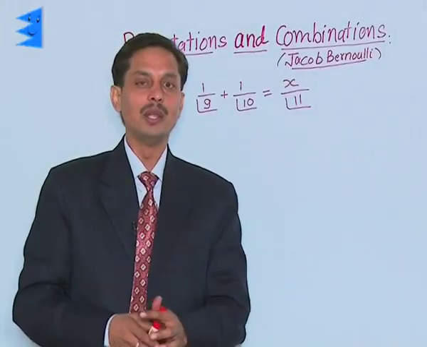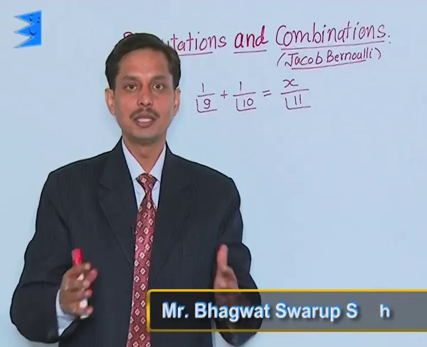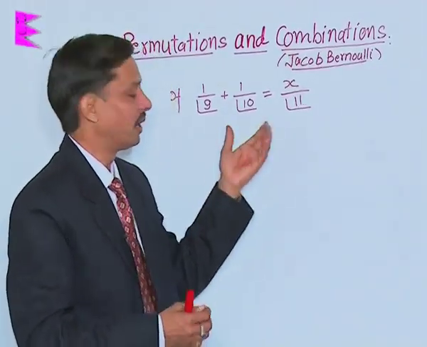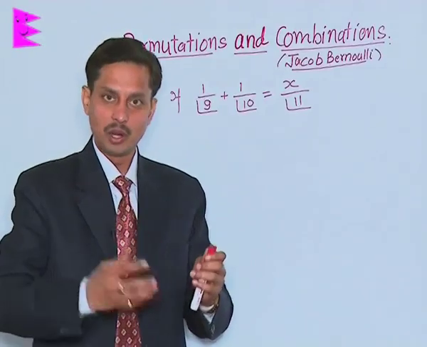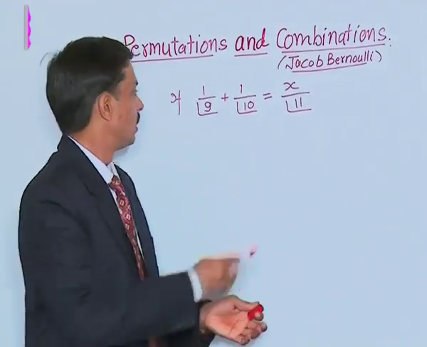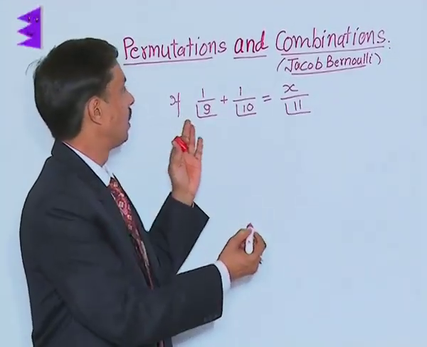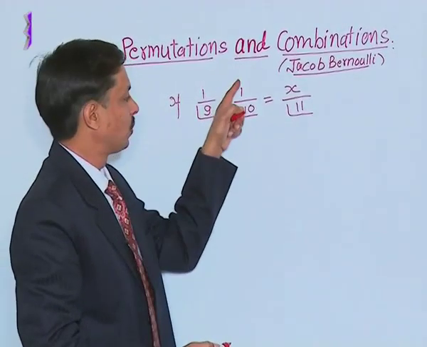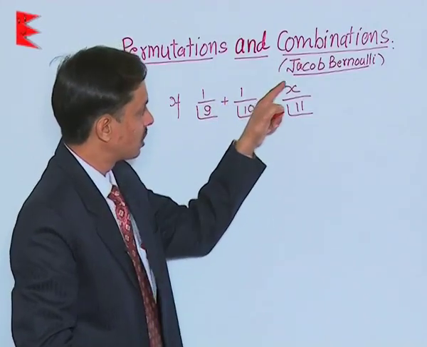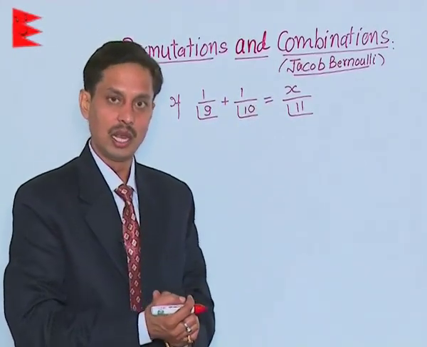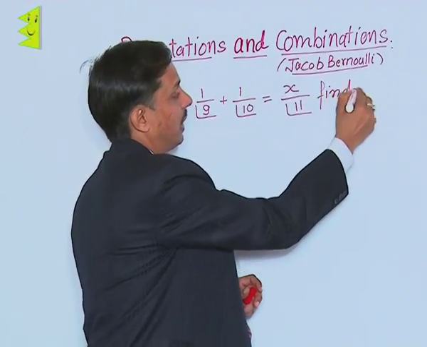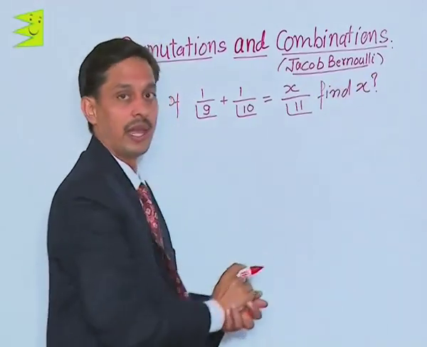Now I want to tell you how to operate, how to apply when we are solving the problems related to factorial. In order to start this, there is a method. I am giving you a problem: if 1 upon factorial 9 plus 1 upon factorial 10 is equal to x upon factorial 11, then find the value of x.